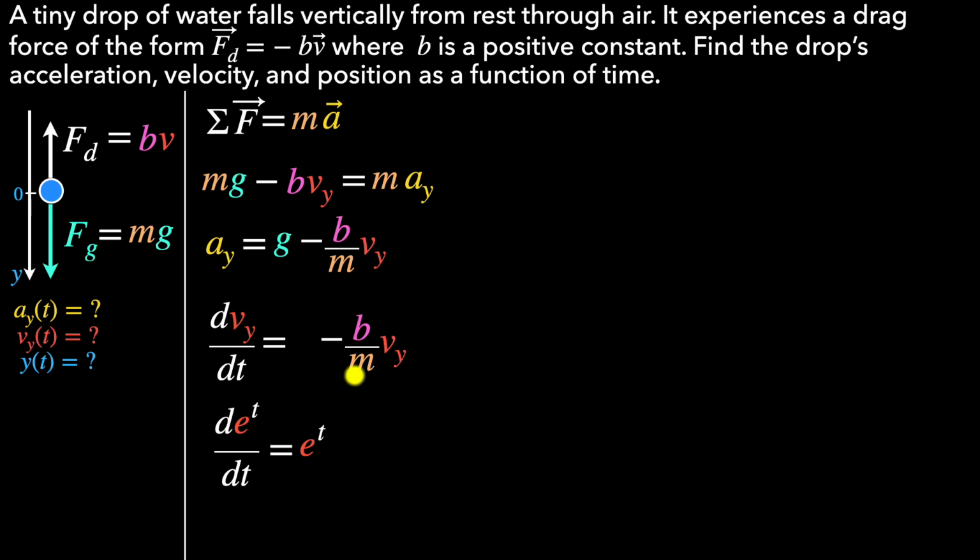But of course, there's a constant over here. So what happens if you differentiate e to the power some constant times t? Well, it'll be some constant times that same function. And this is exactly what we have. If that constant was minus b over m, then our velocity will be e to the power minus b over m t, because if you differentiate it, you get minus b over m times velocity itself, exactly satisfying the differential equation.